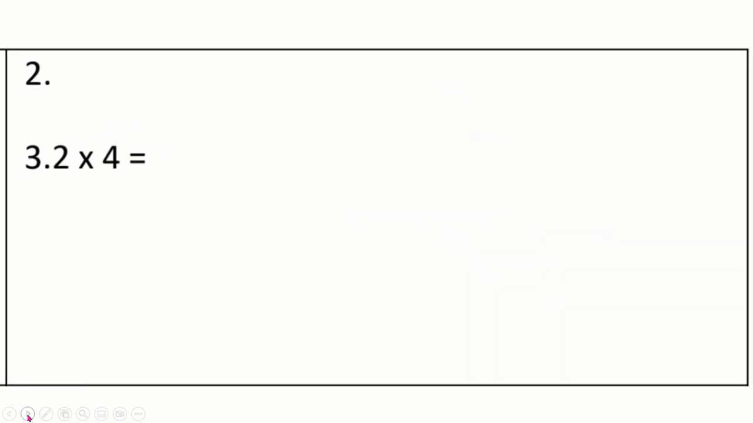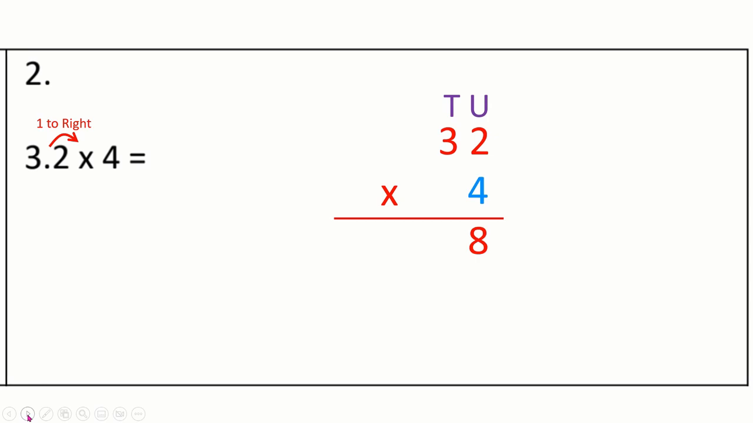Let's do another one. So this time you've got 3.2 multiplied by 4. So 3.2, 1 to the right, becomes 32 multiplied by 4. We've made 3.2 10 times bigger by turning it into 32. Now carry on in the normal way. 2 times 4 is 8. 3 times 4 is 12. That's the answer to 32 multiplied by 4.